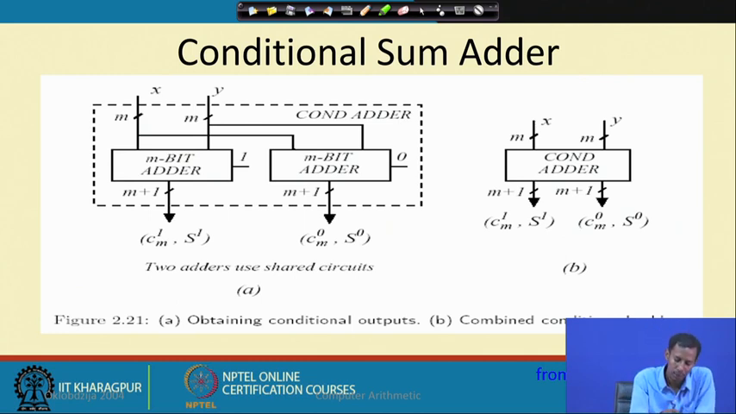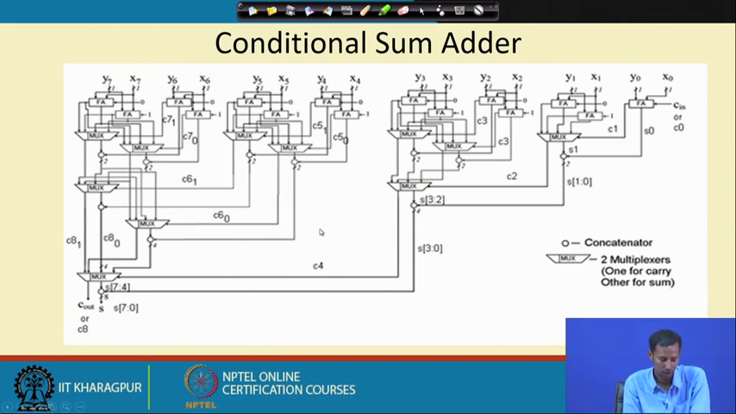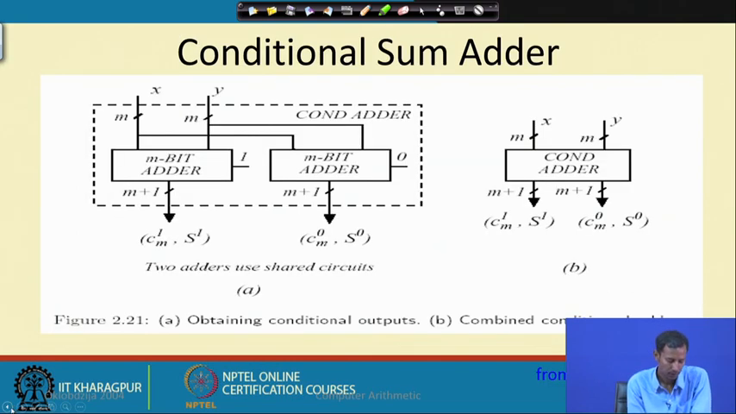for these inputs x and y, considering a carry input of 0 and a carry input of 1, I can get two different sets of carry bit and sum bit: this is for carry input 0 and this is for carry input 1. So, for this I am getting CM0, CM1, S1 and S0.